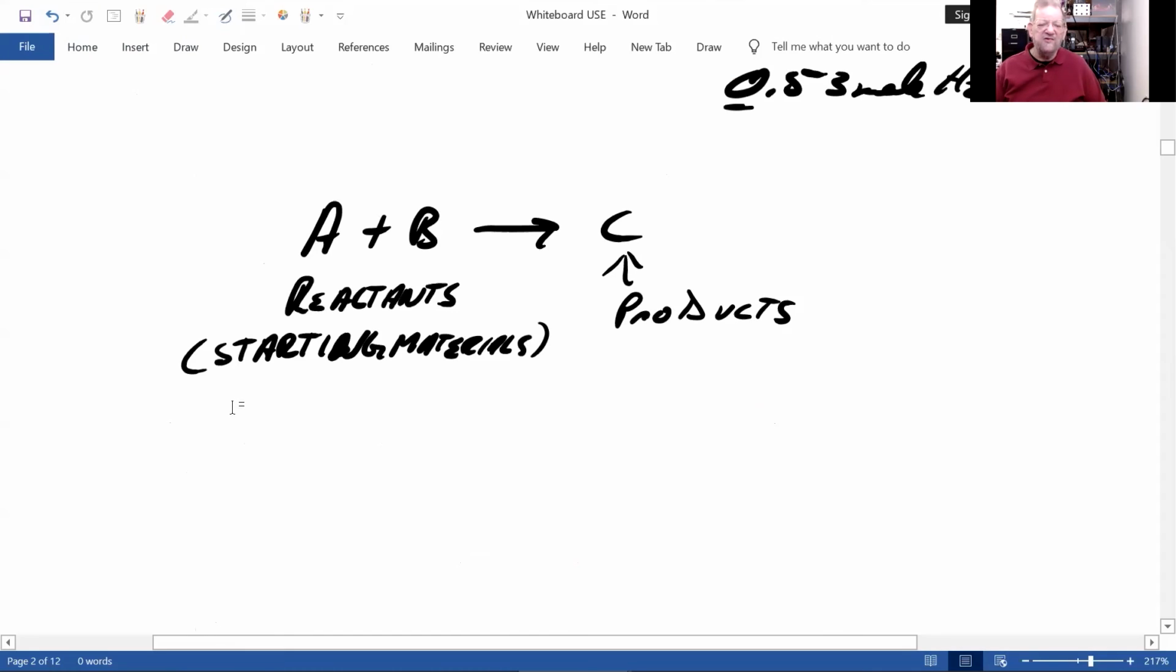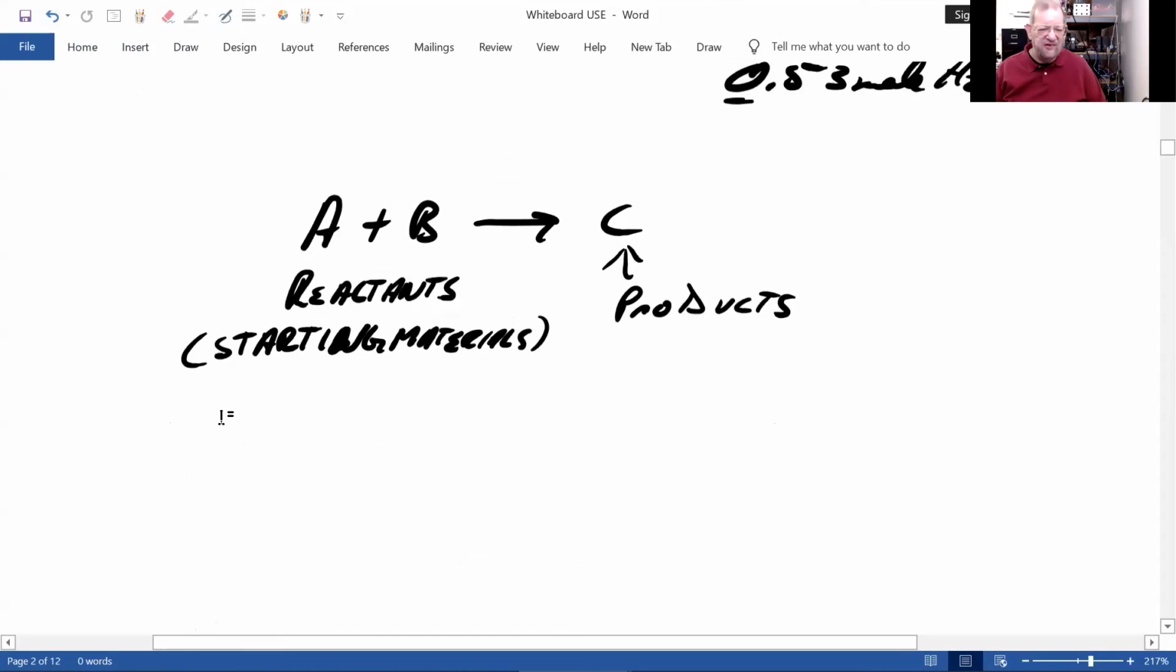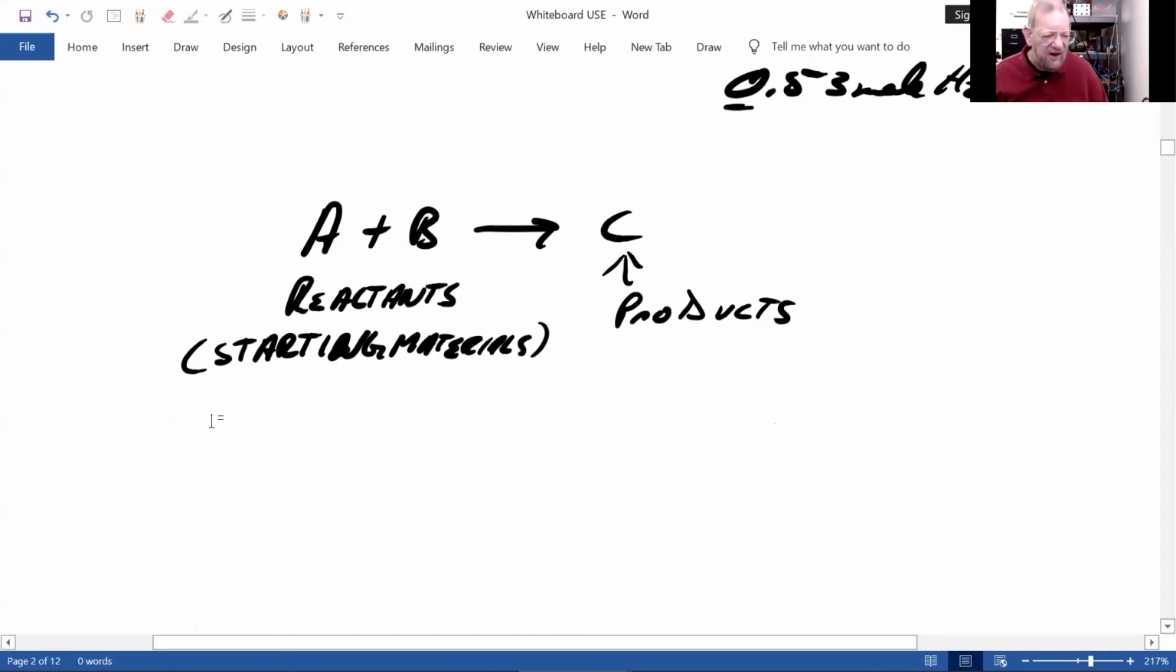Now, when you balance an equation, you should have the same number of atoms of each type on both sides of the arrow. And how do you do that? You can't change the formula, but you can change what's called the coefficient. Let's look at an example.